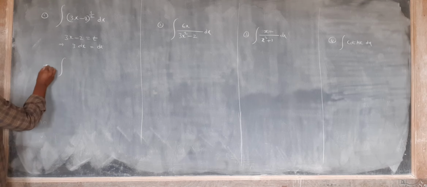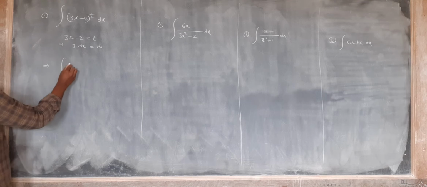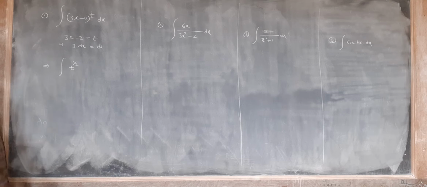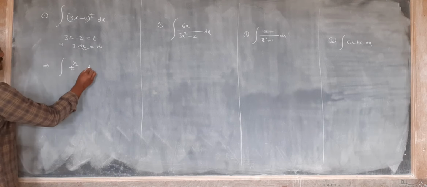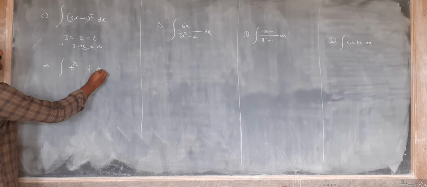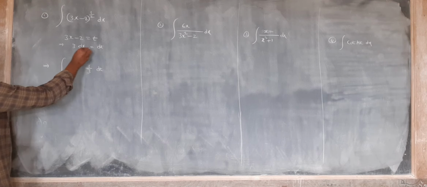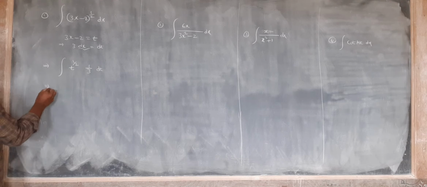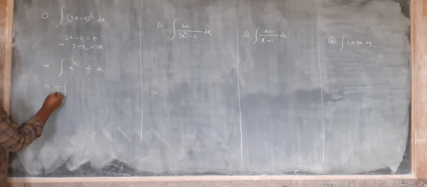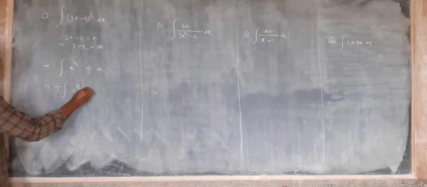So the integral: now 3x minus 2 is t, so t power 1 by 2. What is dx? dx can be written as 1 by 3 dt. Now 1 by 3 integral t power 1 by 2 dt.